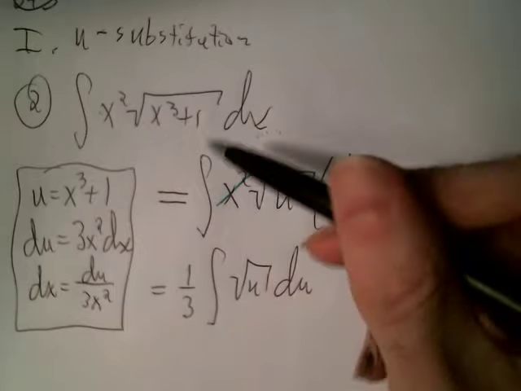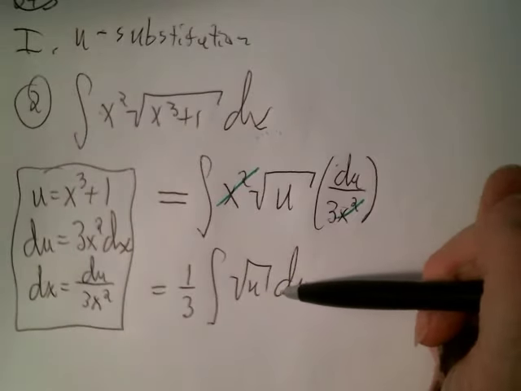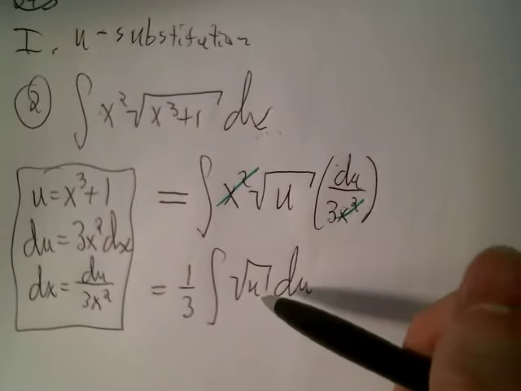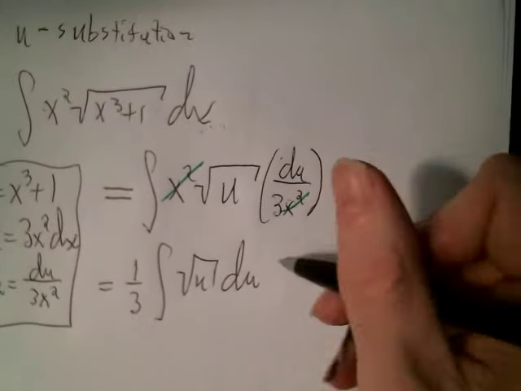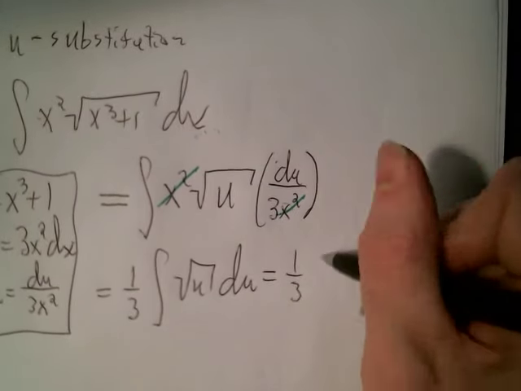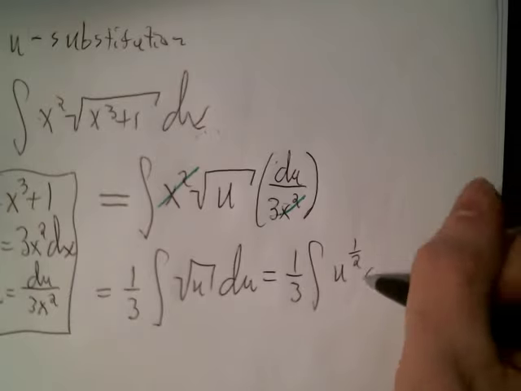So what you've done is transform this into an integral that you will know how to do from your basic integral rules. You could do a power rule here. This is 1/3 integral of u to the 1/2 du.